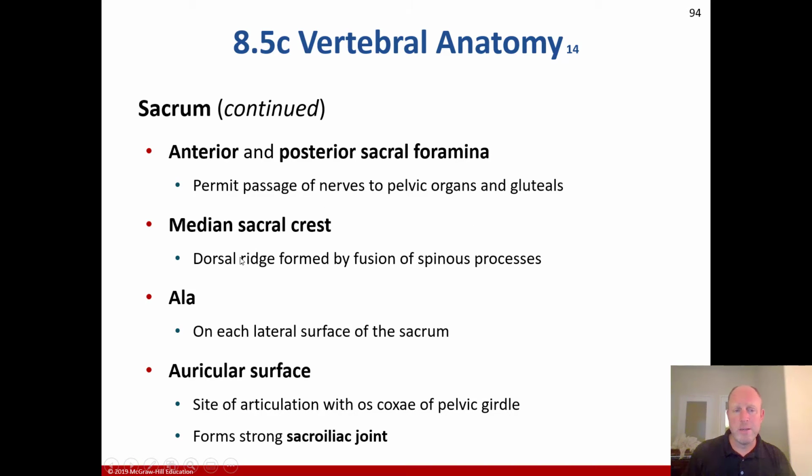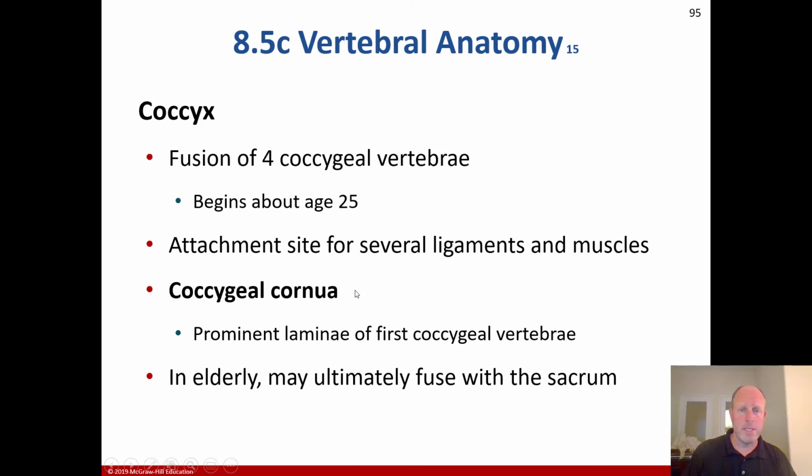The median sacral crest has a dorsal ridge formed by the fusion of spinous processes. The ala is on each lateral surface of the sacrum, and the auricular surface is a site of articulation with the os coxa of the pelvic girdle, and it forms a strong sacroiliac joint, a side joint. The coccyx is a fusion of the 4 coccygeal vertebrae. It begins about age 25. It is the attachment site for several ligaments and muscles, and the coccygeal cornu is a prominent lamina of the first coccygeal vertebra, and in the elderly may ultimately fuse with the sacrum.